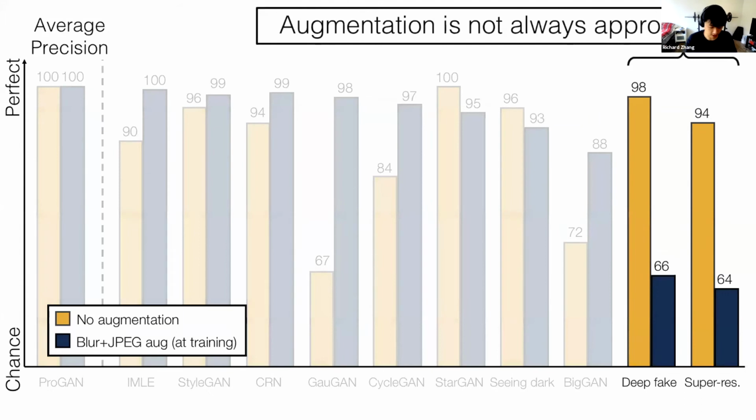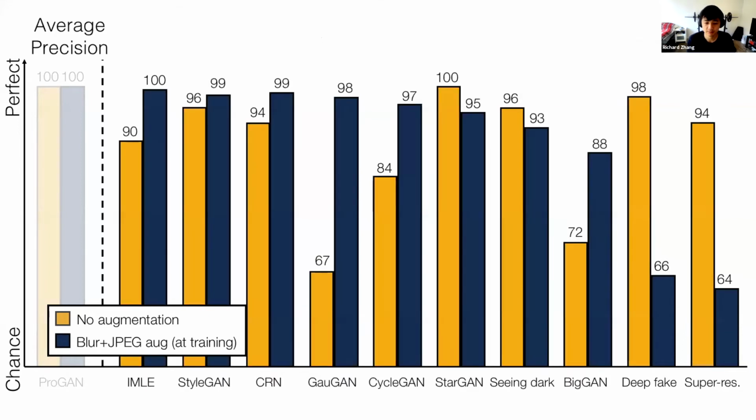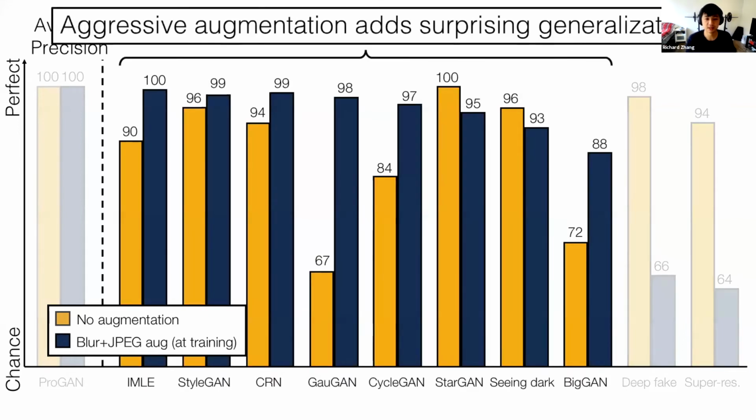So one thing to note is that augmentation is not always appropriate. For example, for deepfakes or super resolution, you're looking for very low-level, high-frequency cues. And if you do blur and JPEG data augmentation at training time, you're wiping away the signal. So it's just not appropriate to do it there. But for other types of CNNs, we had surprising generalization. So everything here is almost in the 90s. And this really surprised us because we tried a whole bunch of things that were much more complicated, and it turns out just turning up the blur in the training augmentation really helped.